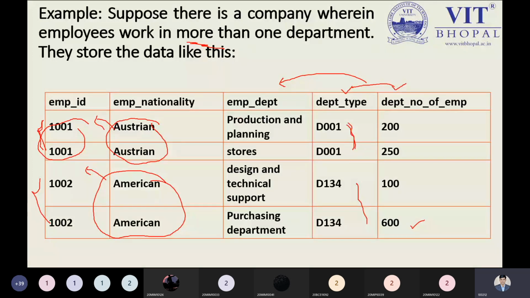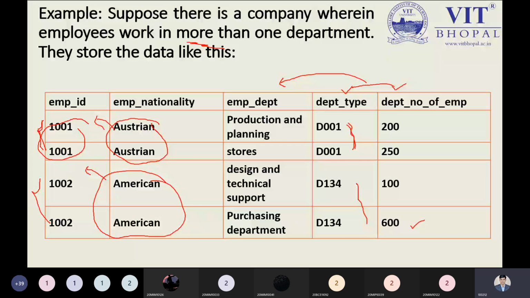So what would be the next table? Can anyone tell me right now? The first table we have observed is the employee nationality. Yes. What would be the next table? Department type, employee department, and number of employees. So we have the department, the number of department employees, department type and department employee. We can observe over here.